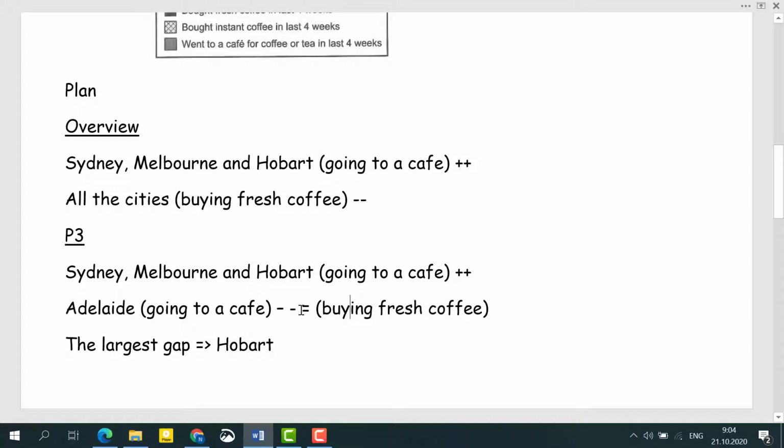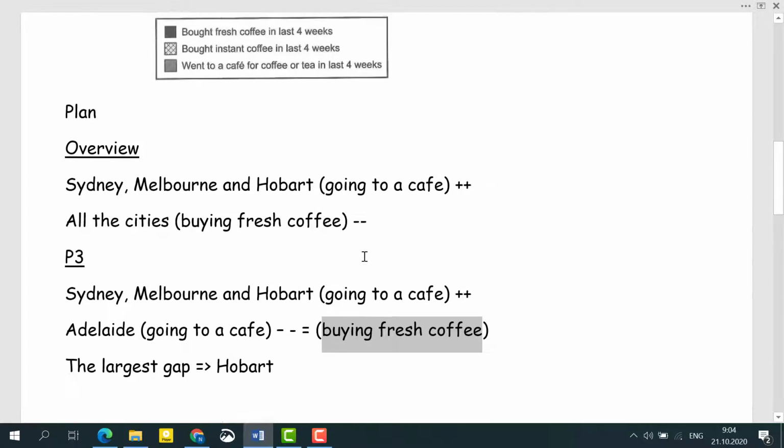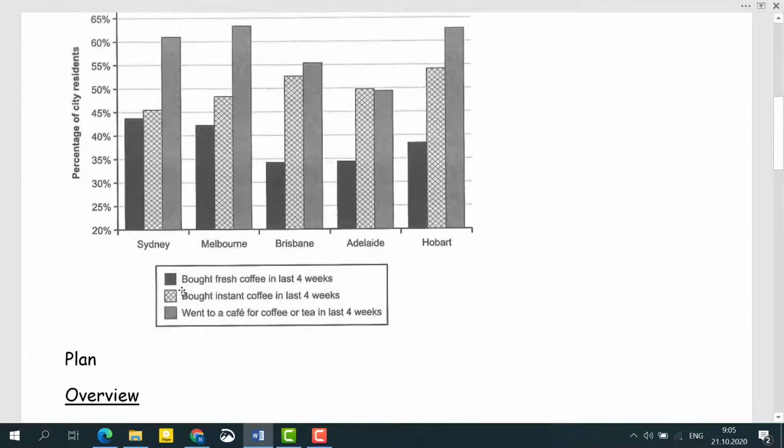So this percentage is equal to what? To the percentage of those who buy fresh coffee. So look at this carefully. Bought fresh coffee. Now the percentages are similar. That's exactly what I need to indicate.